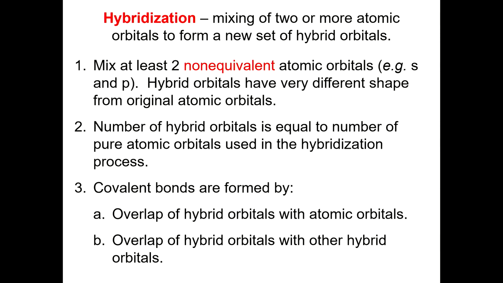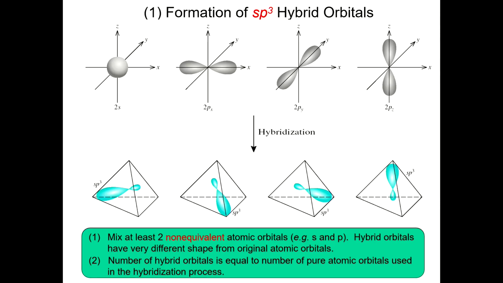Number of hybrid orbitals is equal to the number of pure atomic orbitals. This is why there are 4 sp3, because it's from 1s, 3p, right? So total 4 orbitals. When they mix together, they still form 4 hybrid orbitals. Okay, 4 sp3 hybrid orbitals.